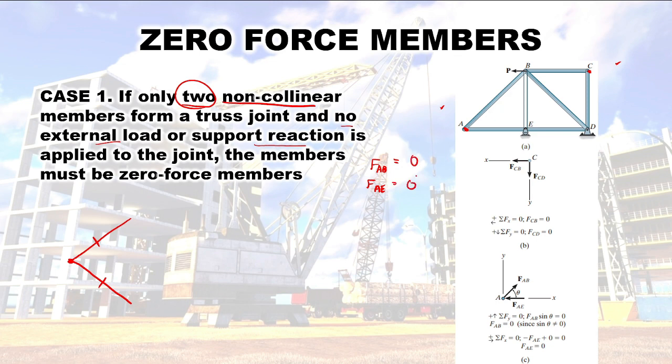Again, you don't need to solve for it. Automatic, you will get 0. Also here, we don't have any external loads or support reaction. So, our FBC and our FCD are also equal to 0. Now, say for example, I put a reaction here. Say hinge. Our force member AB and AE would not be equal to 0 because again, there is support reaction here. Now, our requirement is no external load or support reaction.